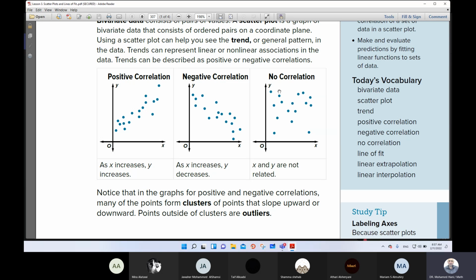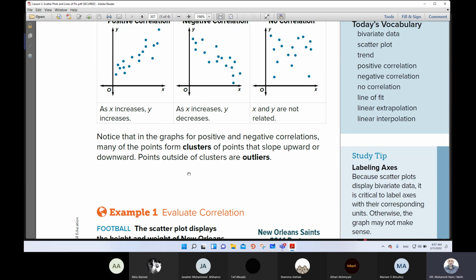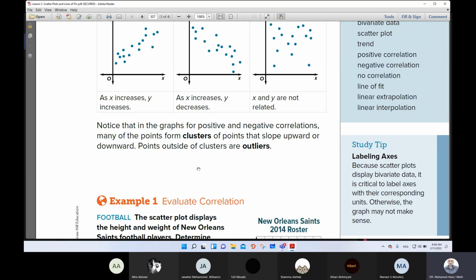In the third case, the points do not increase and do not decrease, so x and y are not related. In this case, it means no correlation. Notice that in the graphs for positive and negative correlations, many of the points form clusters that slope upward or downward. Points outside of the cluster are outliers.